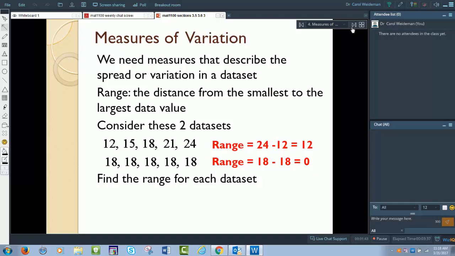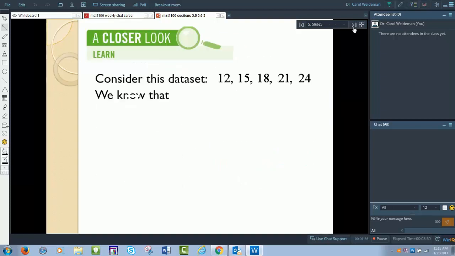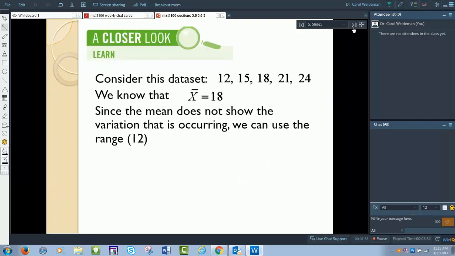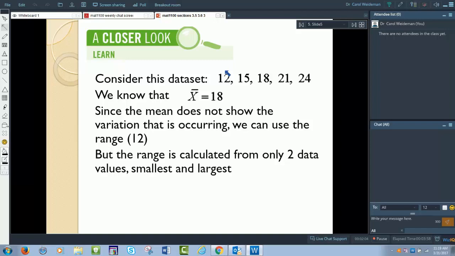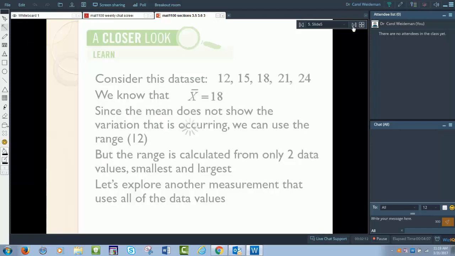So now with the mean and the range, I know more about each data set. I know that for the second data set, because the range is 0, all the data values are the same. There is no variation from one another. They're all exactly the same. So we know the mean is 18, and the mean doesn't show the variation that's occurring, so we're going to use the range. But the range only uses 2 of the data values, so we've thrown away the rest of the data values. We'd like to have a measure of variation that uses all the data values.